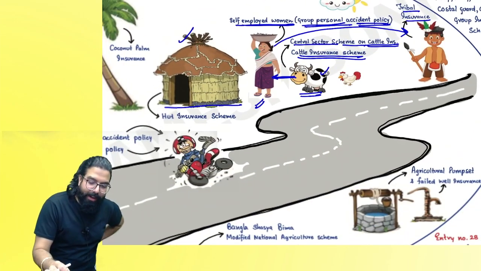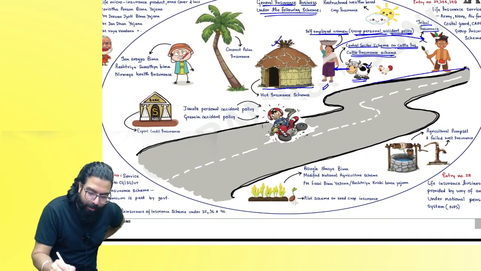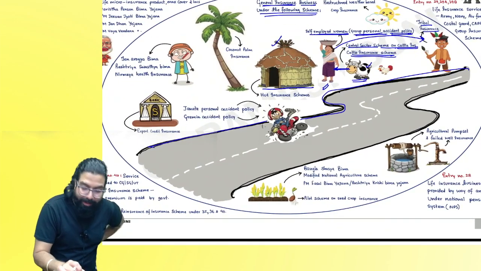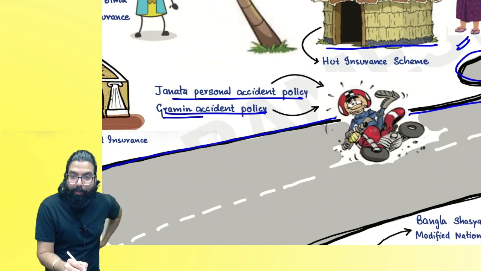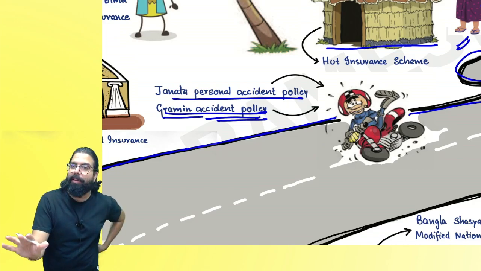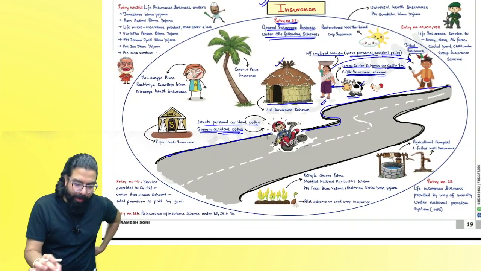Now, for an example, this person took a bike and he was going on the way. What if he meets an accident? So, Janta personal accident policy or Gramin, which means village, Gramin accident policy also, GST will not come. Okay, sir. Now what happened?